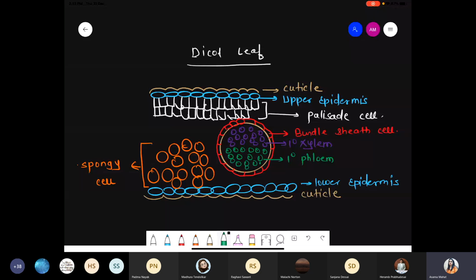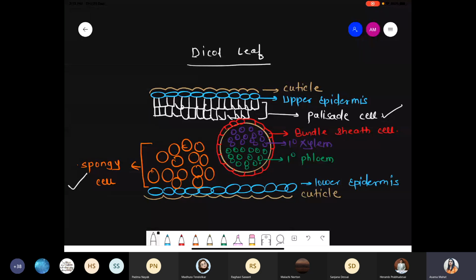So upper side cuticle, lower side cuticle, upper epidermis, lower epidermis. Now in the middle, mesophyll cells are present. Two types of mesophyll cells are present. Number one, palisade cells. Those are tightly arranged, and the number of chloroplasts is high. That's why they are located toward the upper side. So that's why the leaf's upper surface is quite dark in color. On the lower side, there is another type of mesophyll cell, that is the spongy cells.